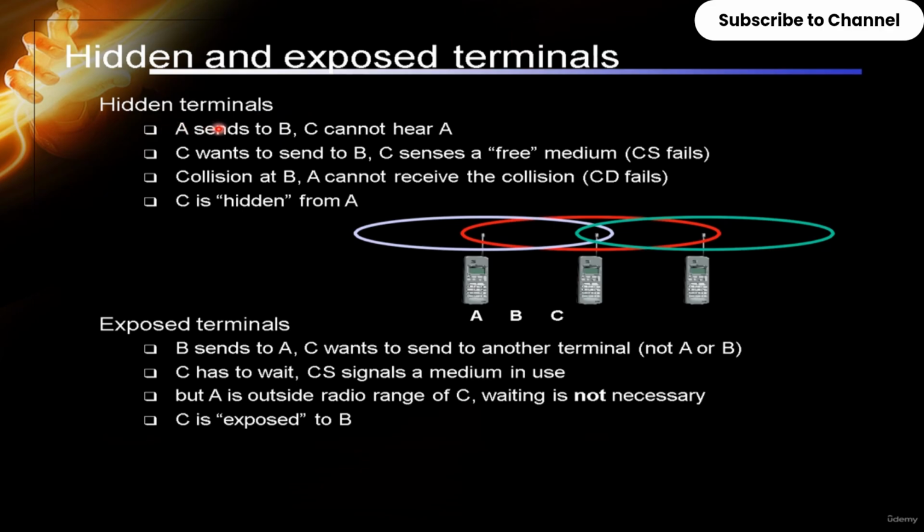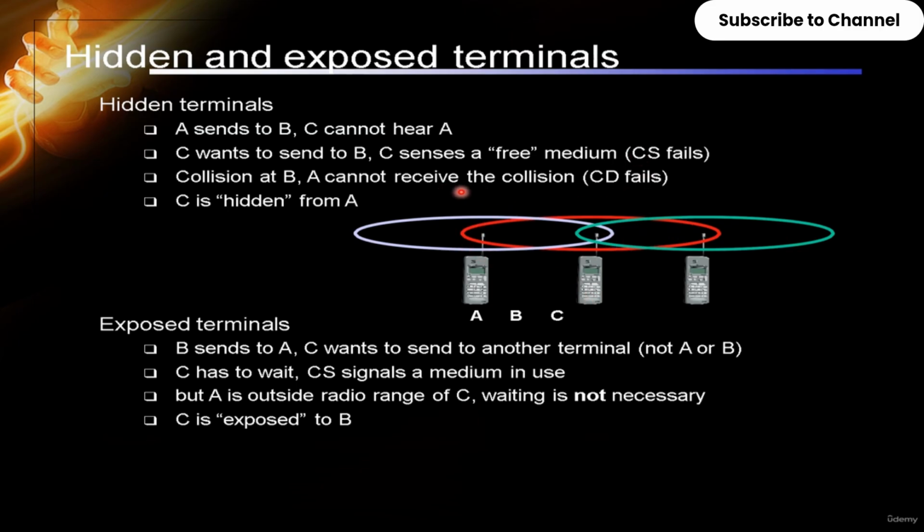In the hidden terminal problem, assume we are having three nodes, three mobile users using mobile phones. A sender A wants to send a message to B and C cannot hear it. At the same time, C wants to send information to B. C senses the medium is free. Collision occurs at B because both A is sending a message to B and C wants to send a message to B. This red circle indicates collision is occurring at B.